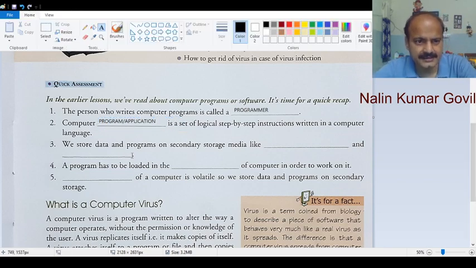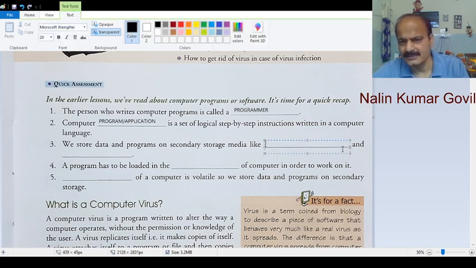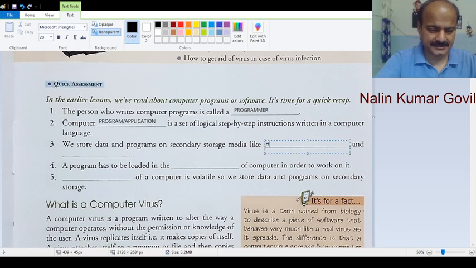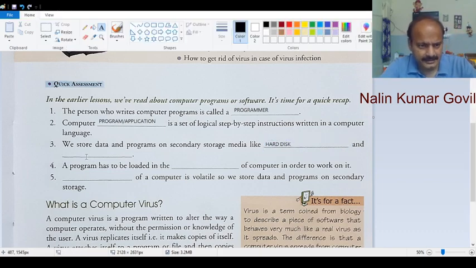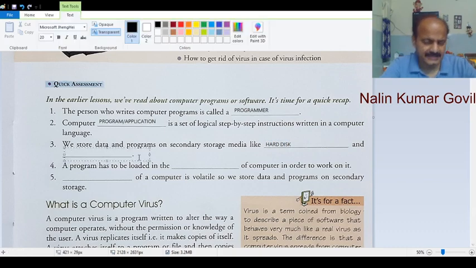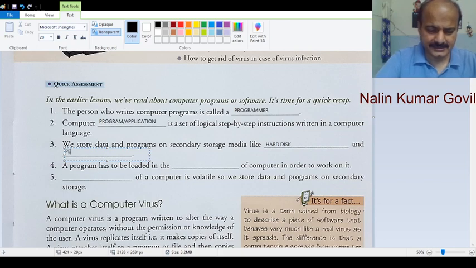We store data and programs on the secondary storage media like secondary memory. The famous storage device is the hard disk. So the answer is the hard disk. And another storage device, the floppy disk called the pen drive. So nowadays everybody is using the pen drive. So the answer is the pen drive.